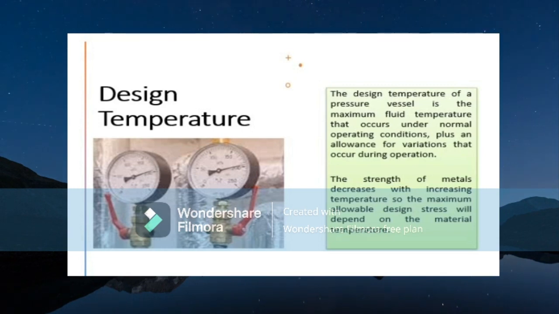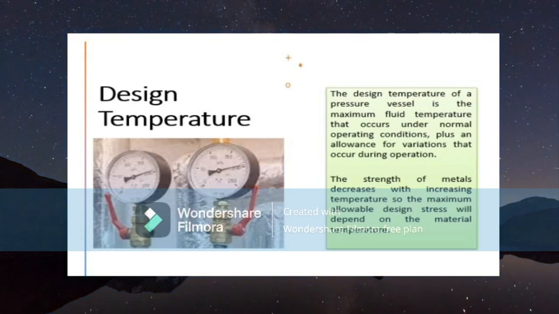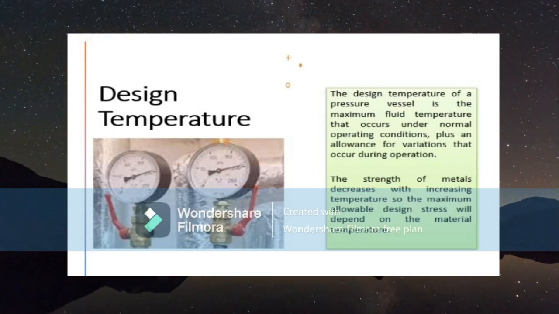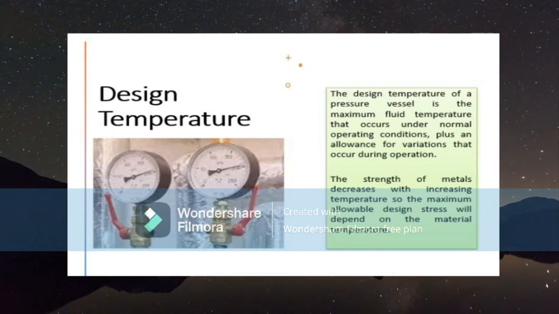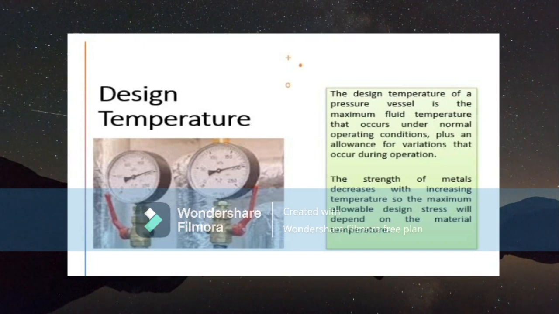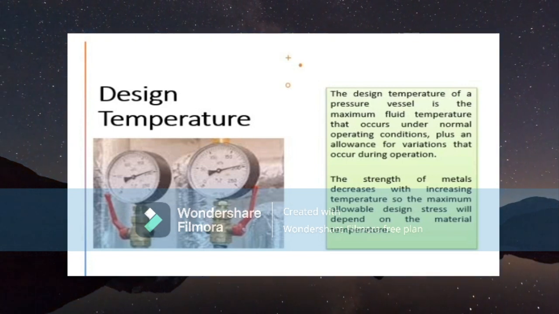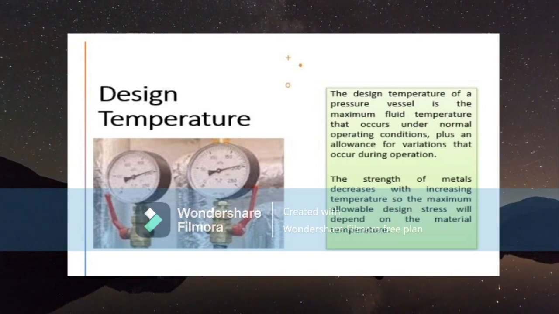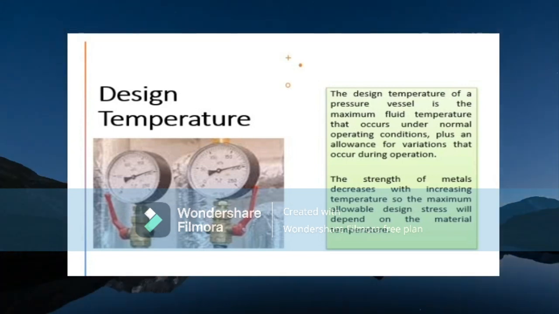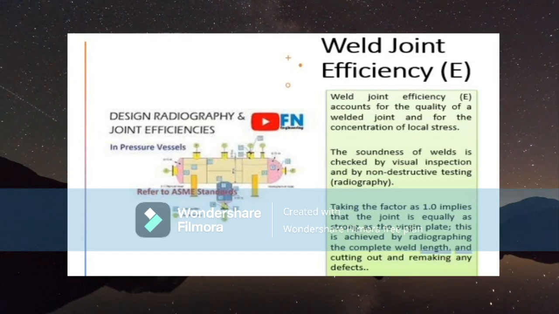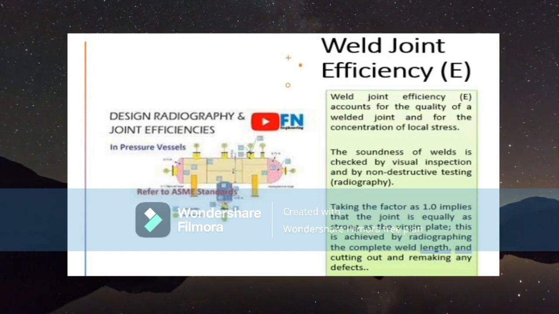Design temperature. The design temperature of a pressure vessel is the maximum fluid temperature that occurs under normal operating conditions, plus an allowance for variations that occur during operation. Temperature affects material strength and, thus, its allowable stress, regardless of the design pressure. The strength of metals decreases with increasing temperature, so the maximum allowable design stress will depend on the material temperature.